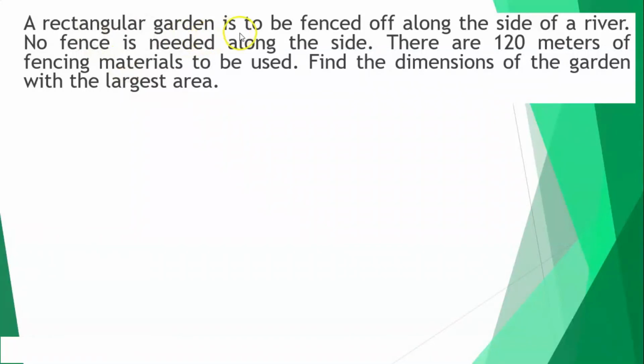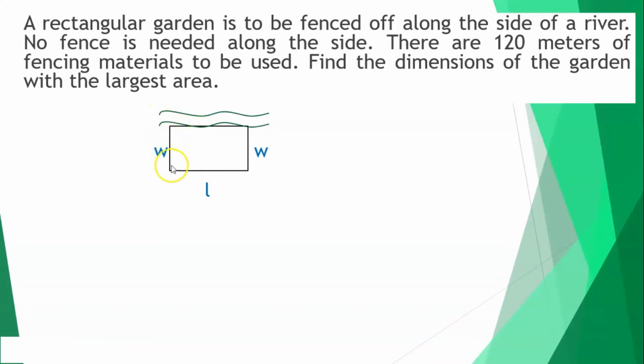A rectangular garden is to be fenced off along the side of a river. No fence is needed along that side. There are 120 meters of fencing materials to be used. Find the dimensions of the garden with the largest area. Now take note of this.